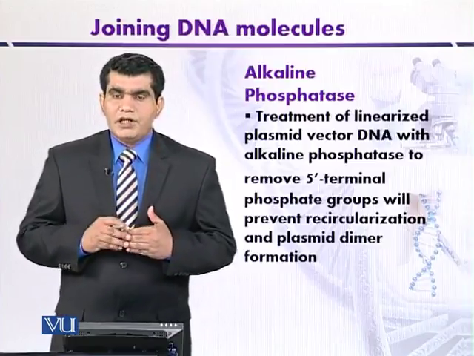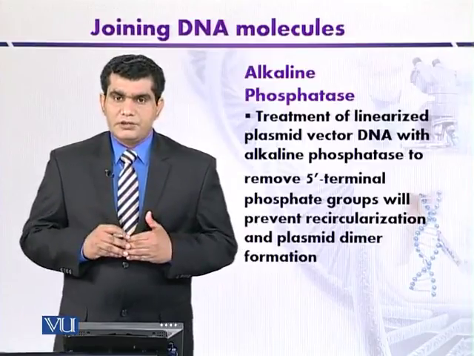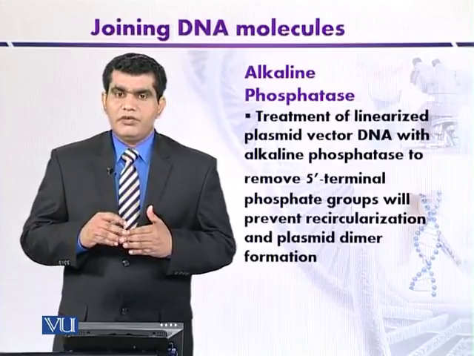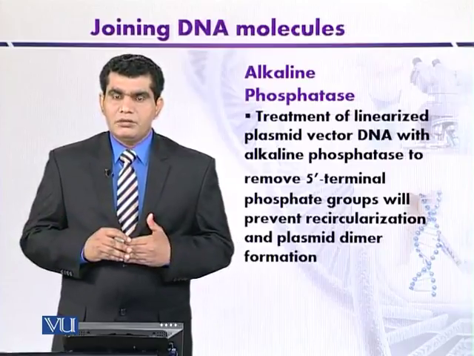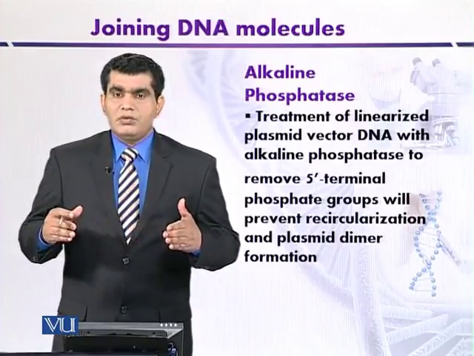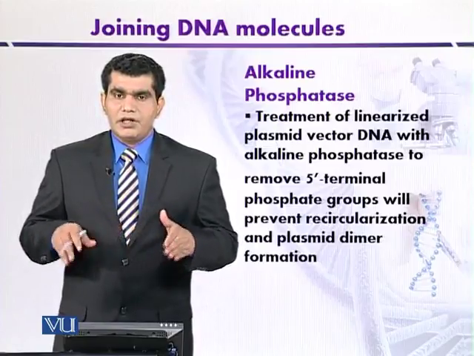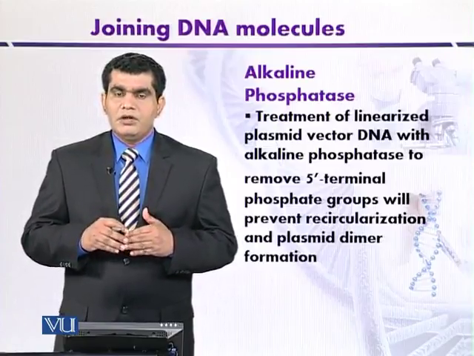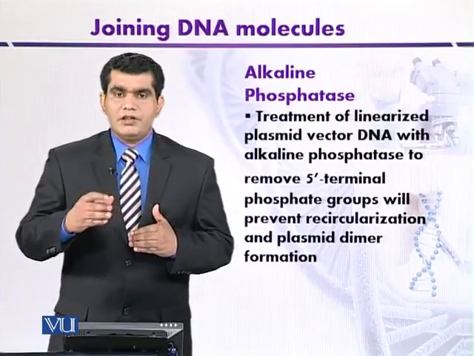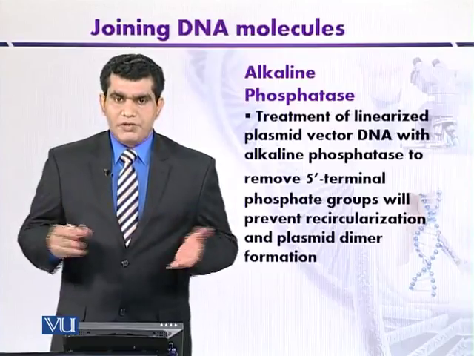When vector DNA is incubated with alkaline phosphatase, its 5' phosphate will be removed. If the 5' phosphate is not available, even if the sticky ends are there, the vector DNA will not recircularize or ligate. And even one plasmid cannot ligate with another digested plasmid. So dimer formation is also prevented.